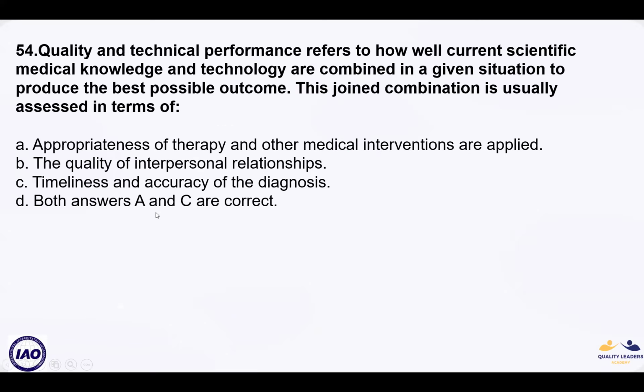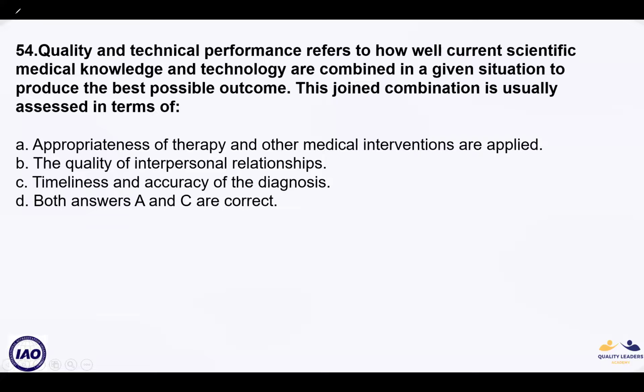Now, coming to question number 54. Quality and technical performance refers to how well current scientific, medical knowledge, and technology are combined in a given situation to produce the best possible outcome. This joint combination is usually assessed in terms of. So here, to understand the question, it describes the technical performance, one of Donabedian's two dimensions of quality care. The key phrase is how well current scientific, medical knowledge, and technology are combined. In a way, this is the clinical technical dimension of quality assessment.